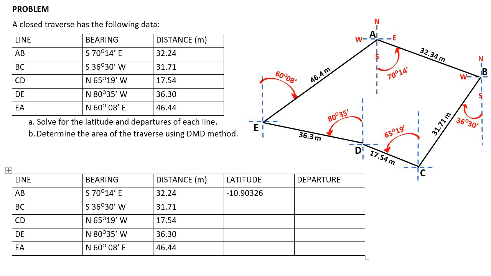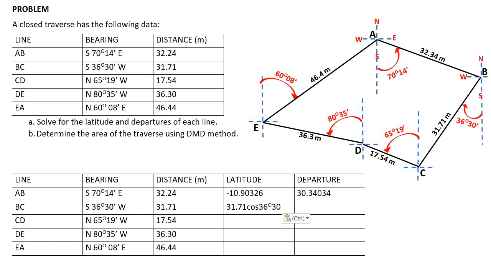So for this one, we have 32.24, and then departure is sine. And then let us copy the angle. So, using your calculators, pakisolve yan, that would be equal to 30.34034. So, the direction is southeast. For east, the departure is positive. So, next, dito naman tayo. So, the length is 31.71, and then latitude is cosine, and then the angle is 36 degrees 30 minutes west.